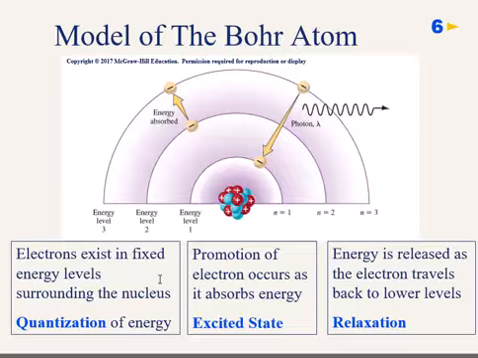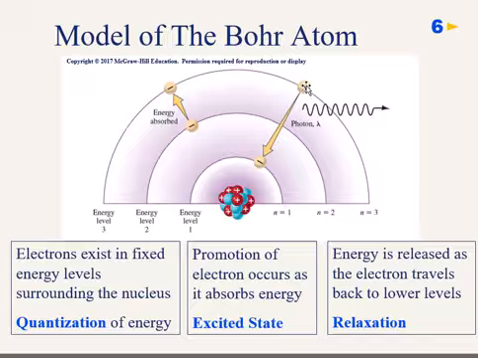Now, when an electron gets promoted, we say that the electron has been excited and it's in the excited state. It gets promoted from a lower level to a higher level. So in this example, what you see here is that an electron in energy level 2 absorbs energy from light and gets promoted to energy level 3.